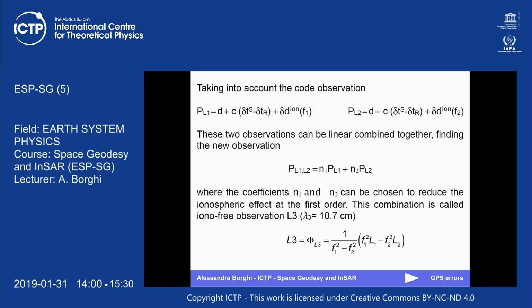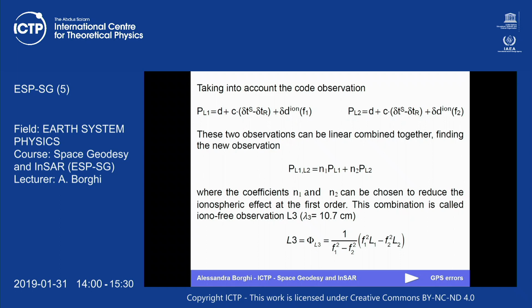Is it like a strategy in your processing, a differential approach or something like that? It's not a differential approach in this case. It's a combinational approach. We are going to see the differential approach to remove some types of error. In this case, it's just a combination. We can use this combination in a differential approach, as we are going to see, but at the moment it's just a combination. It means that with one receiver, I can compute this observation, and this observation is free from the first order.